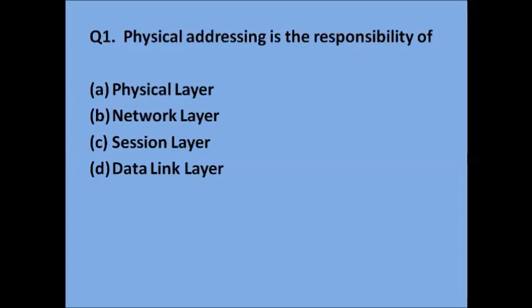The first question is, physical addressing is the responsibility of: first option is physical layer, second is network layer, third is session layer, and fourth is data link layer. So the answer of this question is D, data link layer. The physical addressing is the responsibility of data link layer.